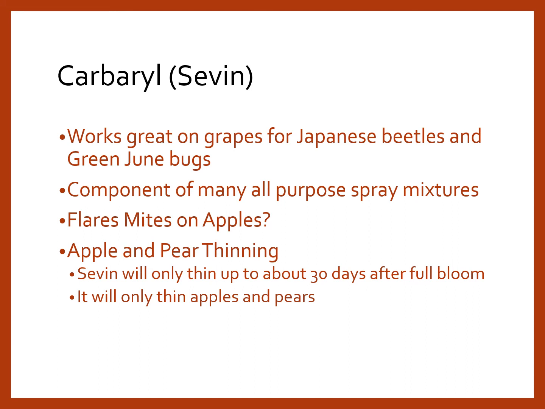It also can be used for apple and pear thinning, which we talked about earlier. So it doesn't work on peaches and some other fruits, but it does work on apple and pear. It will only thin up to about 30 days after full bloom. So you've got to go ahead and spray it early. Don't wait too long after the petals fall. And then again, it will only thin apples and pears.